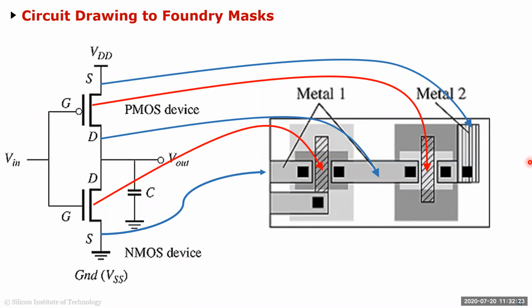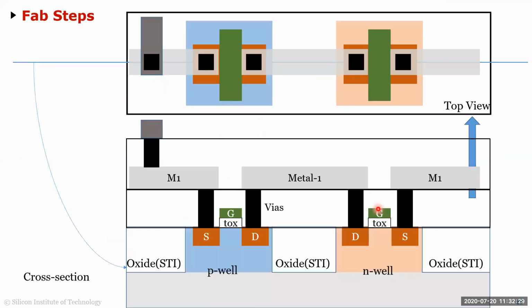And this VDD connection is here from metal 1 to metal 2 and so on. So you draw this and send it to the Foundry house. Now, what does the Foundry house do? So the Foundry house will get a layout.